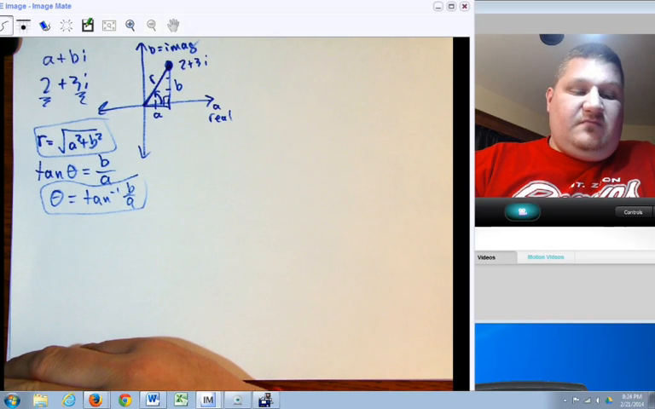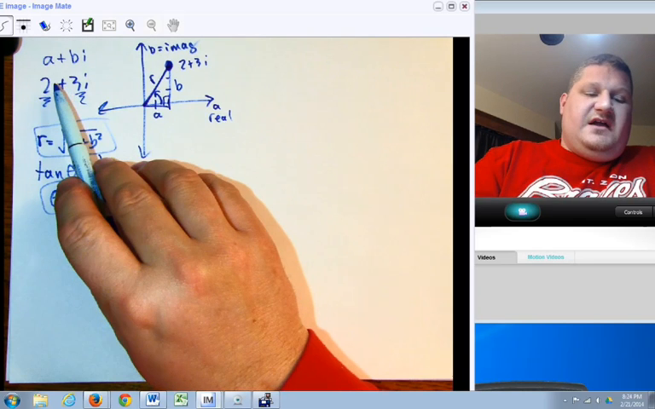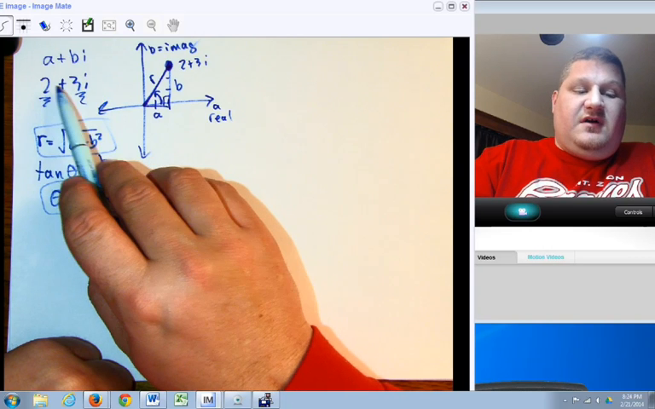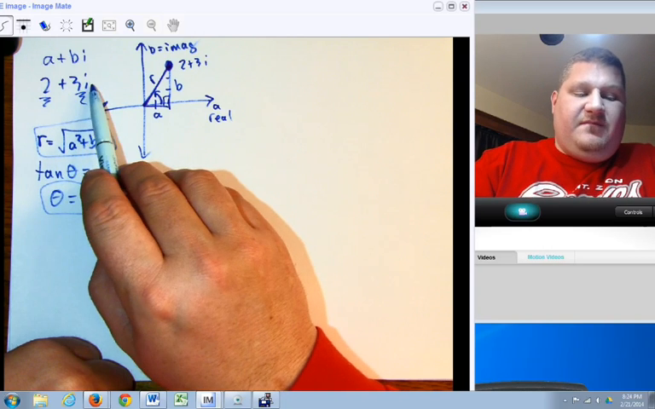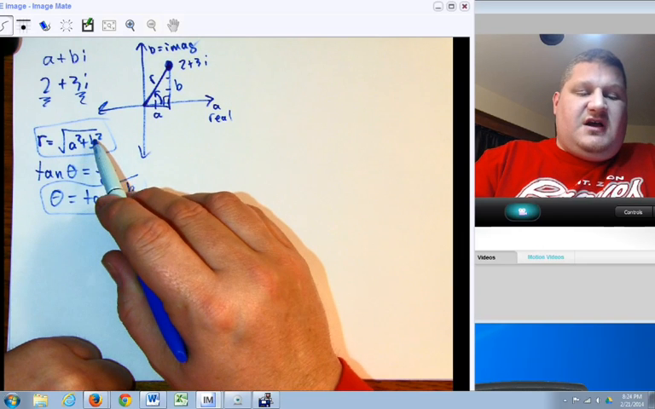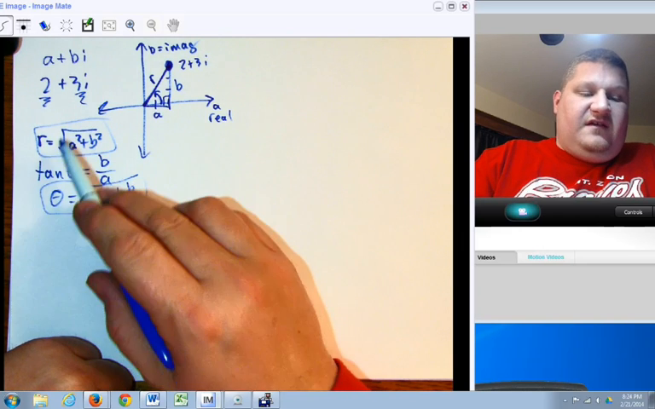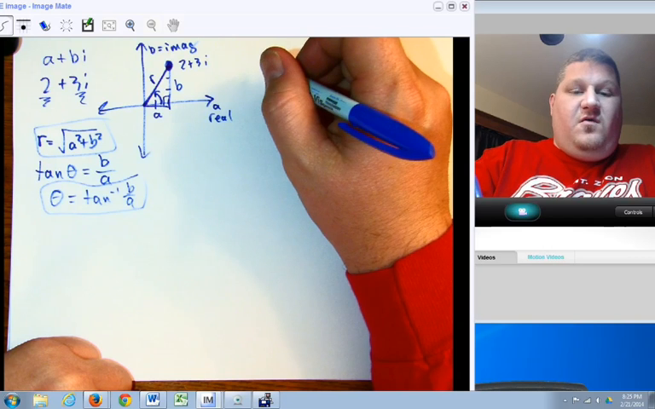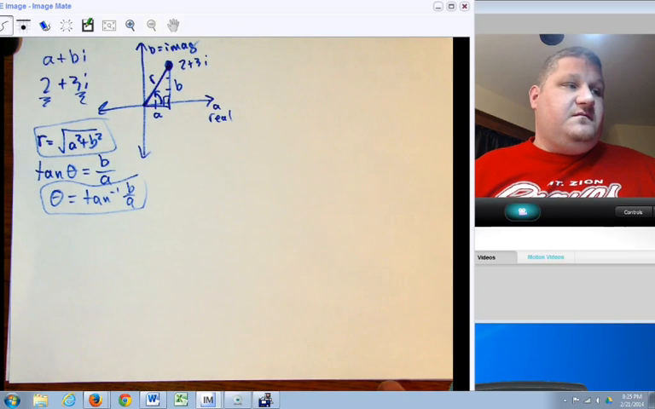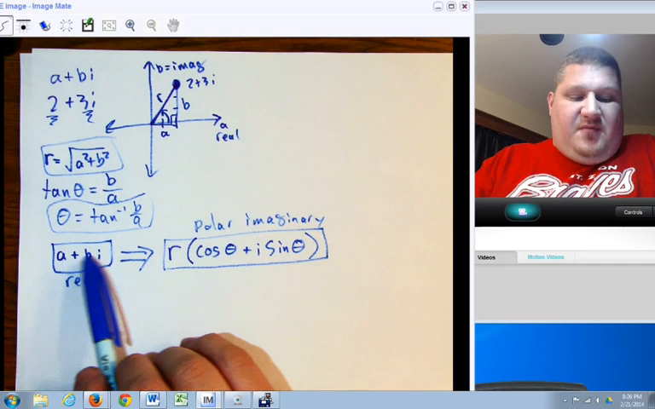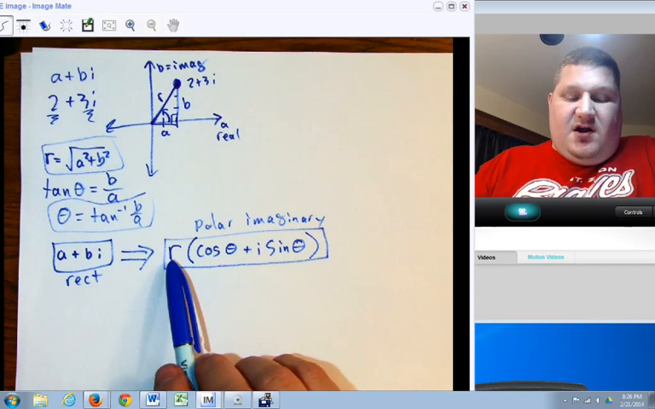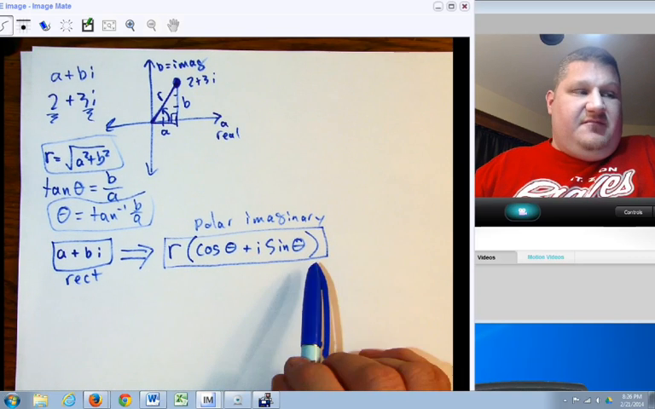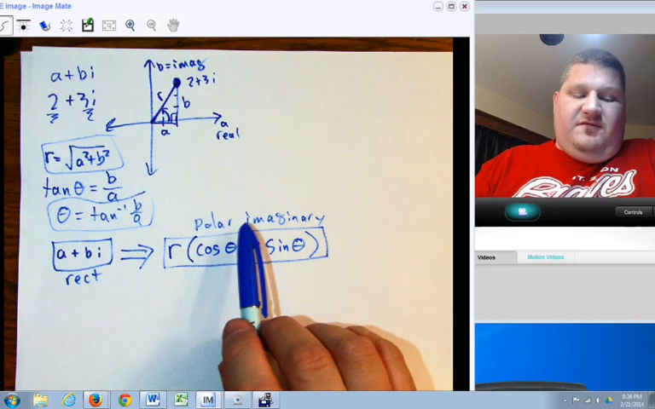Now, unfortunately, just like we don't represent imaginary coordinates as 2, 3, we represent it as 2 plus 3i, we also are not going to represent complex polar coordinates as r, theta. It's going to have its own form. Its own form will be as follows. Okay, we go from a plus bi, which is rectangular, to this guy, r times parenthesis cosine theta plus i sine theta in parenthesis. This is the polar version of this.